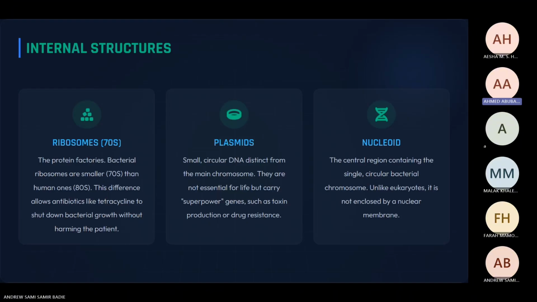Plasmids, we said before, are used in the conjugation form, so they can be used to transfer genes. As for the nucleoid, it is the central region where the single circular bacterial chromosome lives. Unlike eukaryotic cells, as we know, prokaryotes don't have a nuclear membrane, so they just have the nucleoid where their genetic material resides.